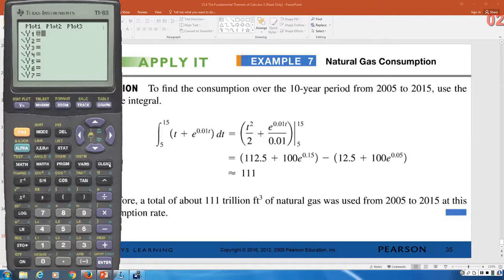So I think the only way I'm going to get it to do that is to actually put in this integral, which would be x squared divided by 2 plus e to the 0.01x divided by 0.01, and set the window to go from 0 for 2000 to 2020. So that will be to 20.